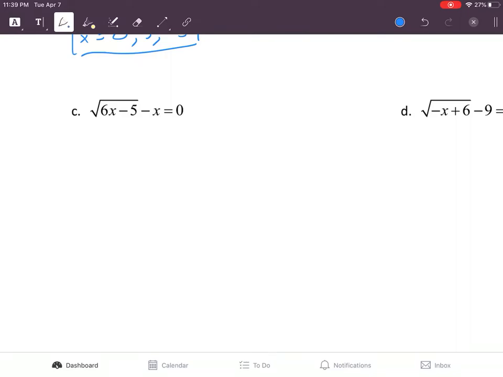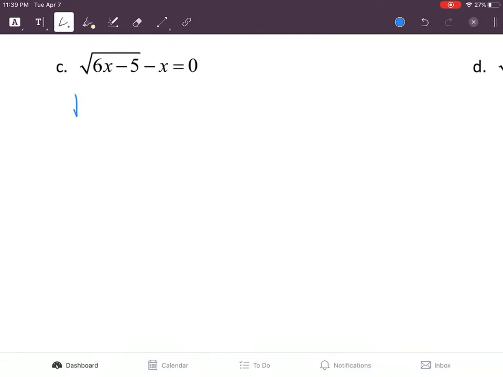All right, for part C, these are radical equations. In order to solve these, you have to get the radical by itself, so we're going to add x to both sides. And now that the radical is by itself, you're going to square both sides. Squared and the square root will go away. You're left with 6x minus 5 equals x squared.